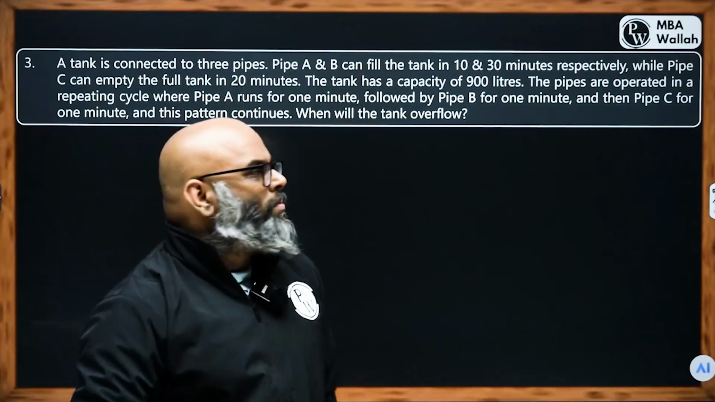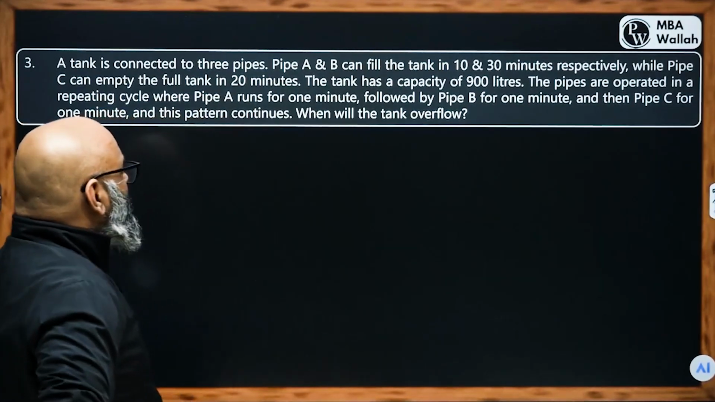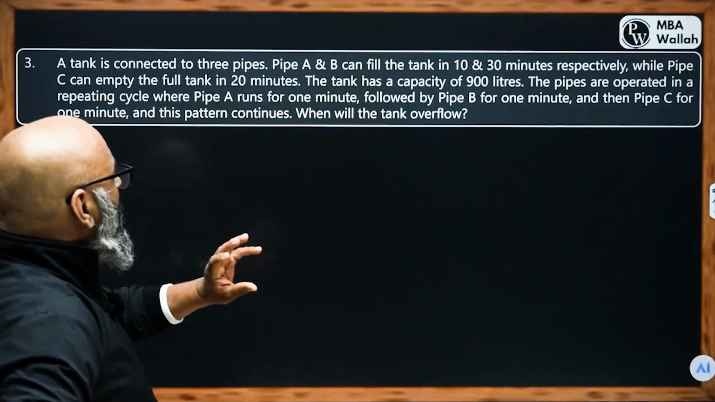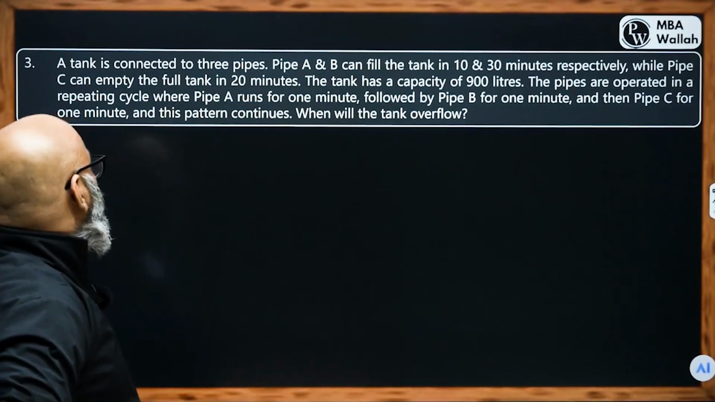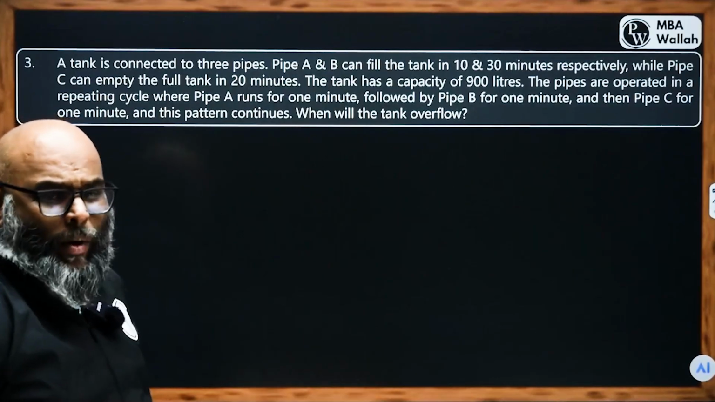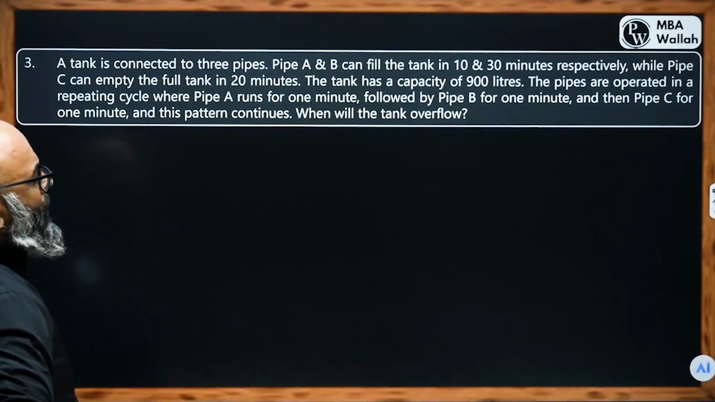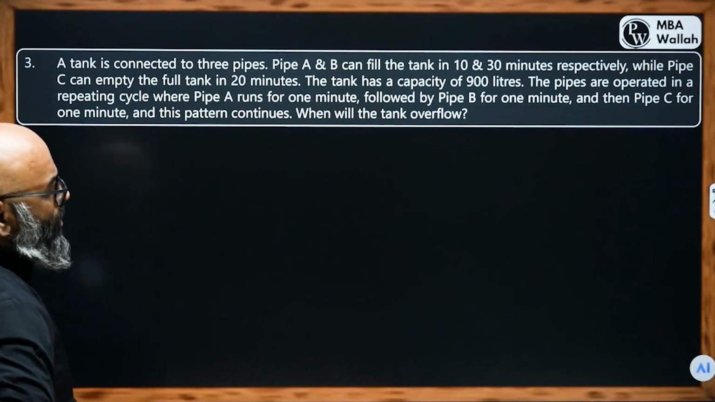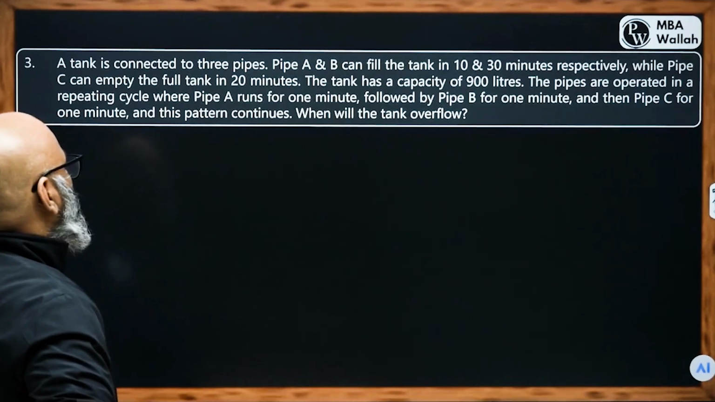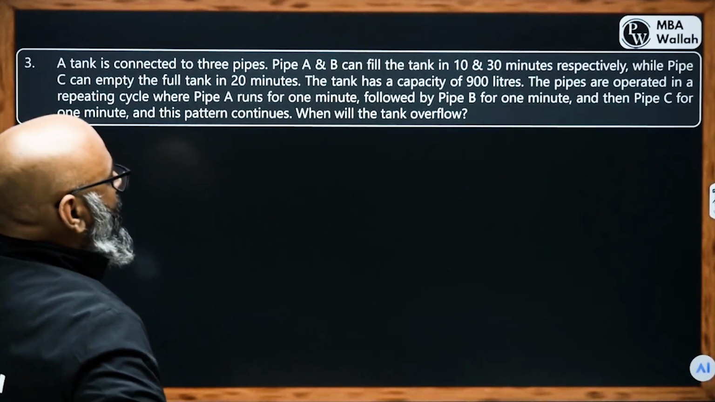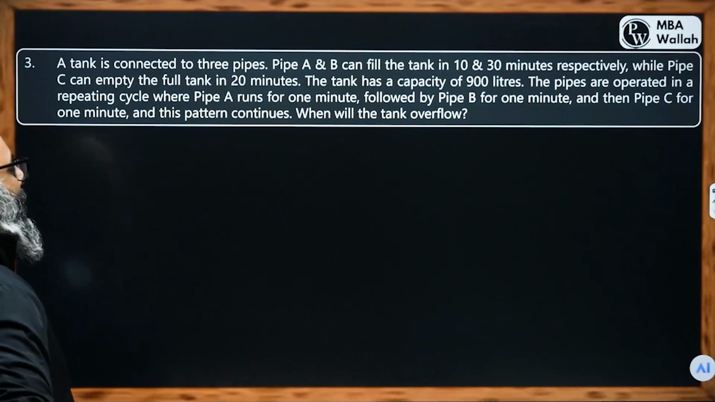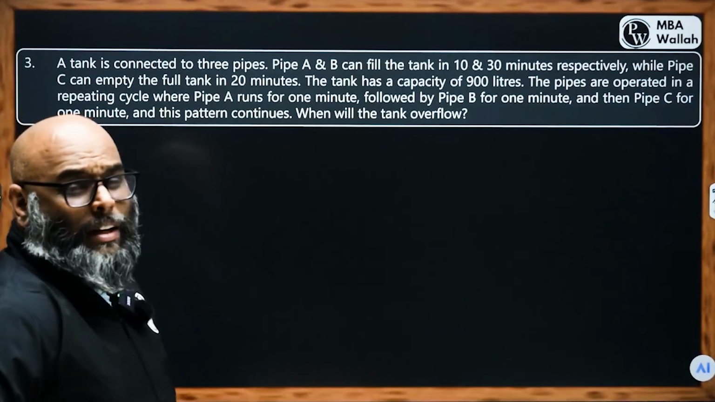And then we solve. A tank is connected to 3 pipes. Pipe A and B can fill the tank in 10 and 30 minutes respectively, while pipe C can empty the full tank in 20 minutes. The capacity of the tank is 900 liters. The pipes are operated in a repeating cycle where pipe A runs for 1 minute, followed by pipe B for 1 minute, and then pipe C for 1 minute. And this pattern continues. When will the tank overflow?